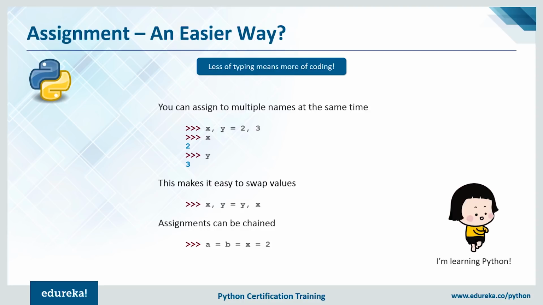Also, the assignments can be chained as well. So let's say you want a and b to have the value of x. So a = b = x will make sure that the values of a, b and x are all equal to 2, guys. It's as simple as that.